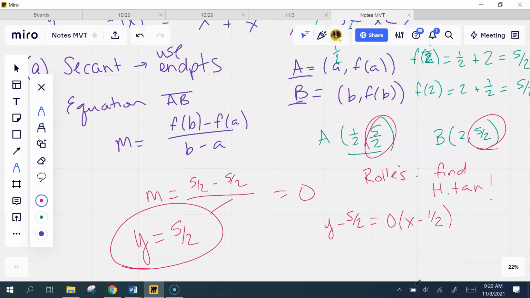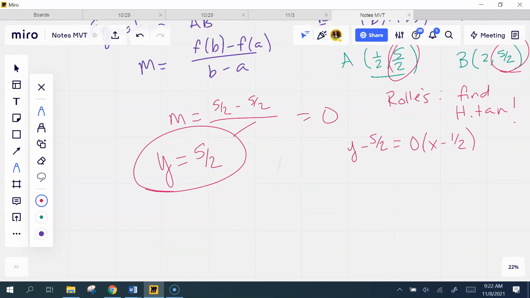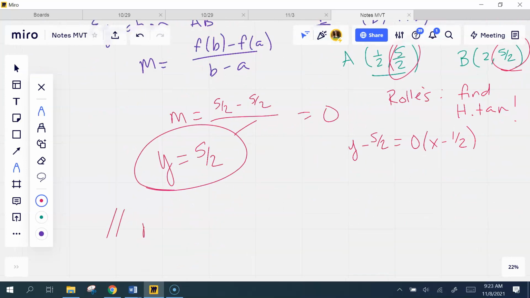So for your tangent line in the interval, it says write an equation for a tangent line to f in the interval AB that's parallel to the line segment AB. Well, parallel means what? Parallel, so my slope would be 0. So what's the equation of the line there? There's not much to do.